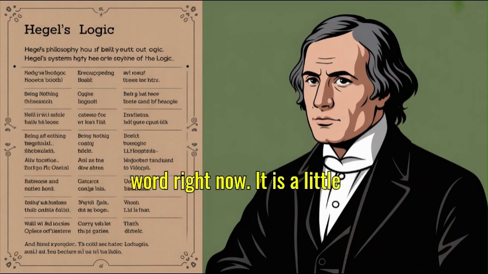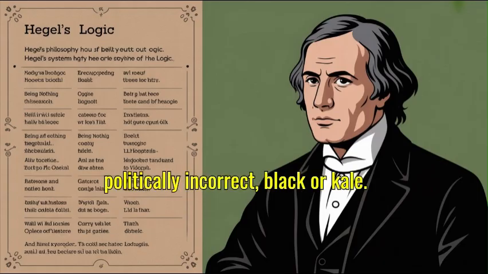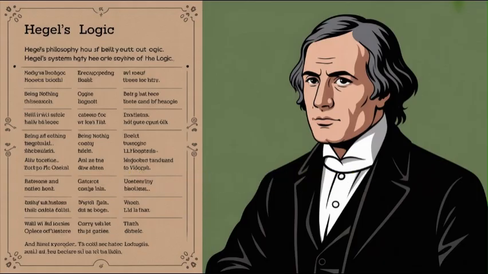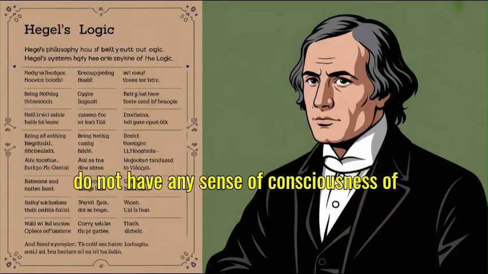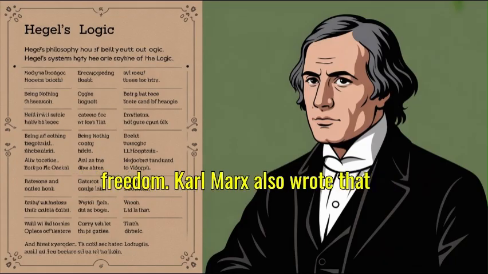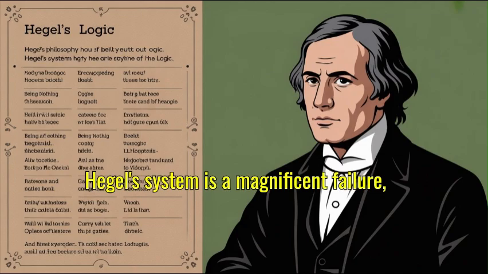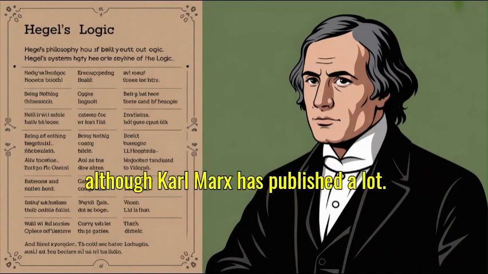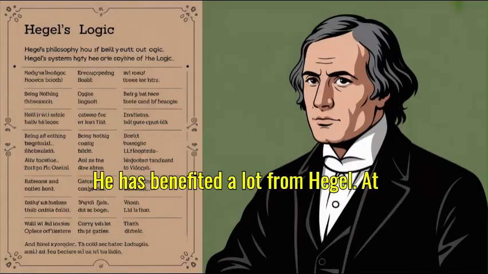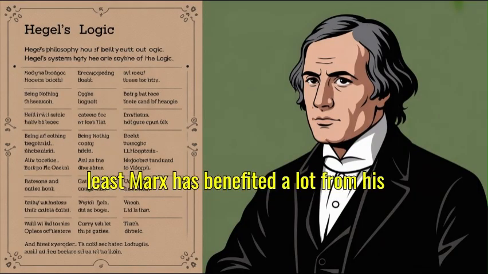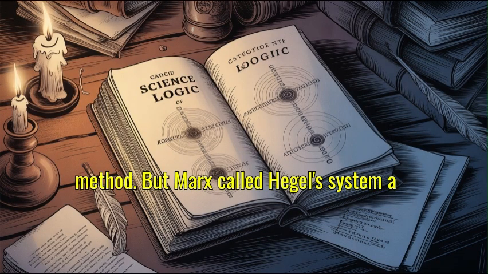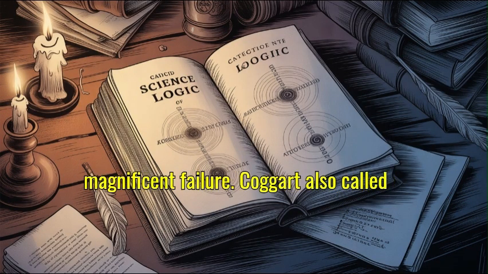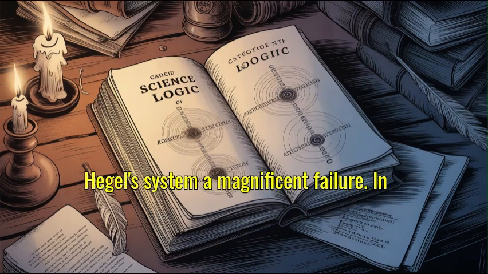I will use a word right now that is a little politically incorrect, black or kale. He has used the word Negroes. That Negroes do not have any consciousness of freedom. Karl Marx also wrote that Hegel's system is a magnificent failure. Although Karl Marx has published a lot, he has benefited a lot from Hegel. At least Marx has benefited a lot from his dialectical method. But Marx called Hegel's system a magnificent failure. Kierkegaard also called Hegel's system a magnificent failure.